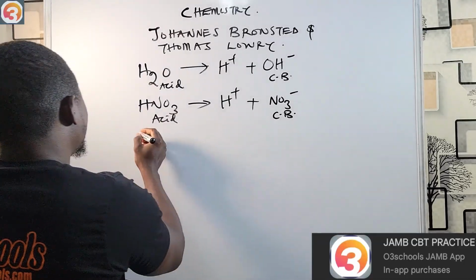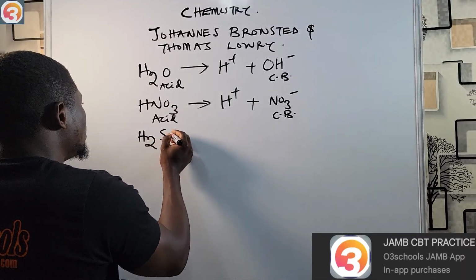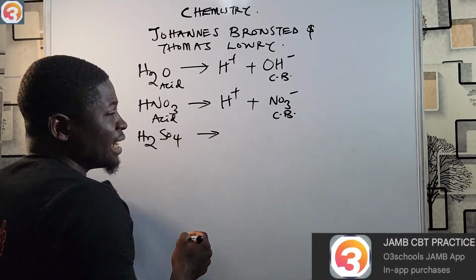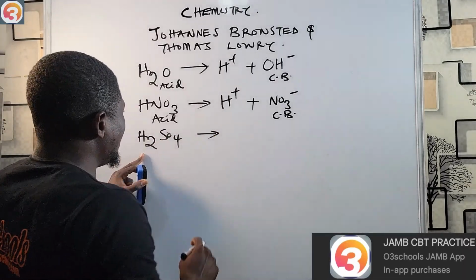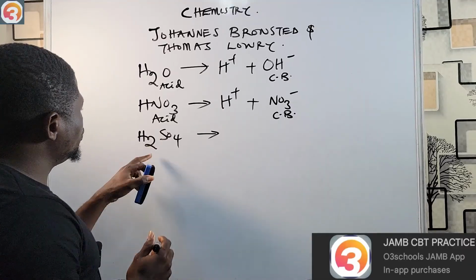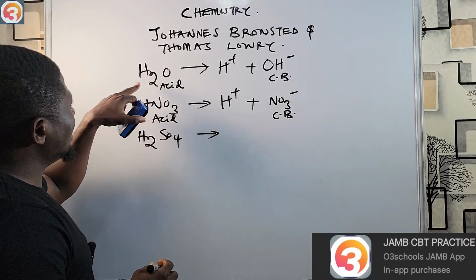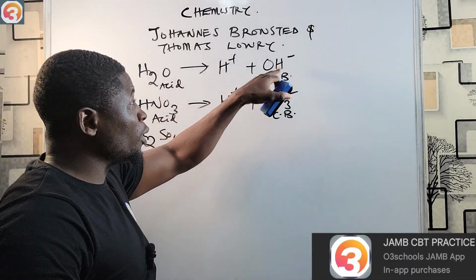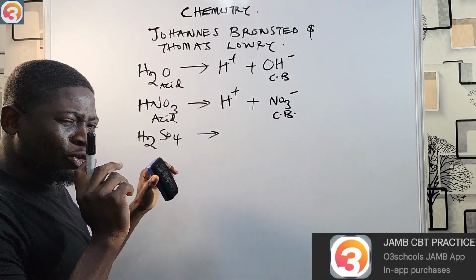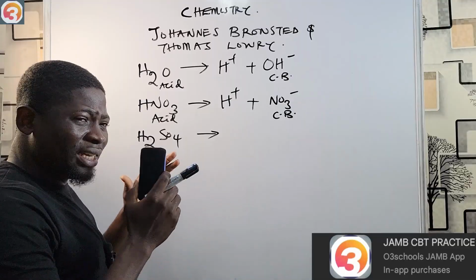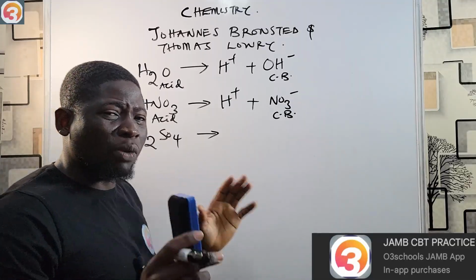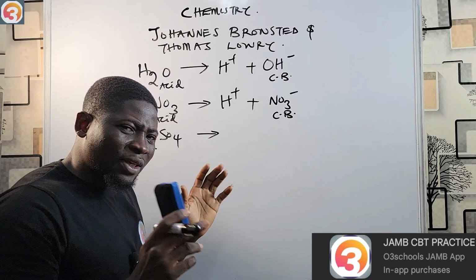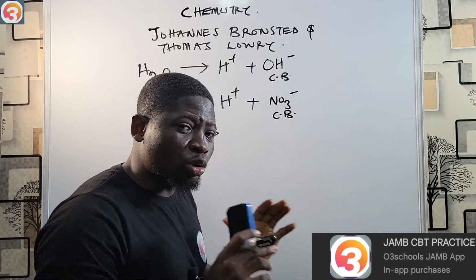Let's see another example. H2SO4. Perhaps this is the one that will confuse you. Now, H2SO4 has two protons. If you see this first one here, H2O giving H+ plus OH minus, you'll be noticing that the conjugate acid-base pair differ by only one proton. The conjugate acid-base pairs differ by just one proton.